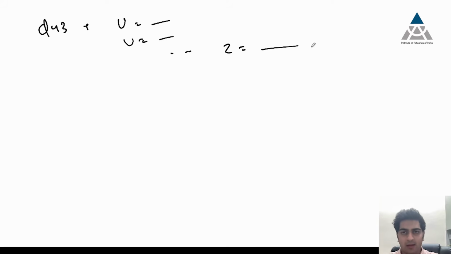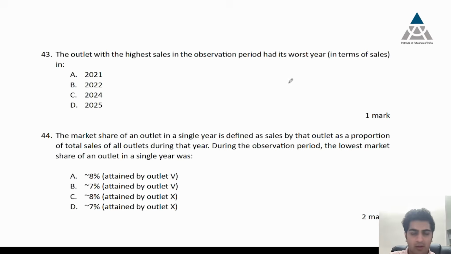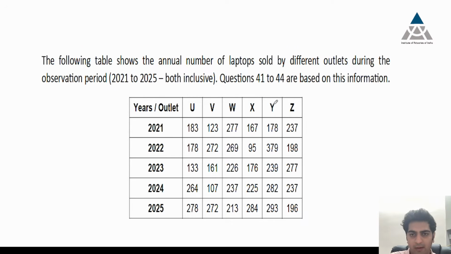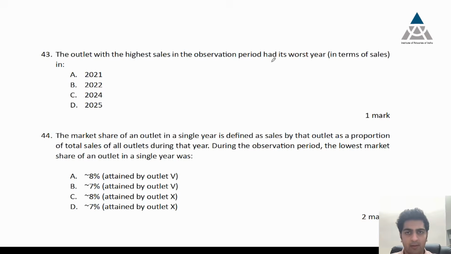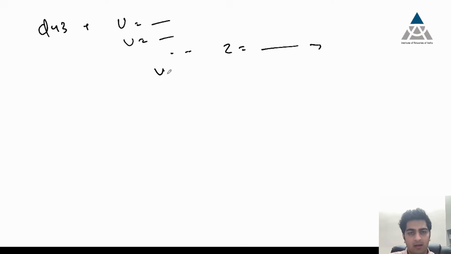I can say that, I mean, you can do this, but I can say that clearly, Y would be the highest because it has years like 379 and 293 and 282, and none of the others have any such years. Like the highest others go to is 278, and it is not falling down a lot. So Y would definitely be the highest, and you can check this also. So Y is the outlet with the highest sales.